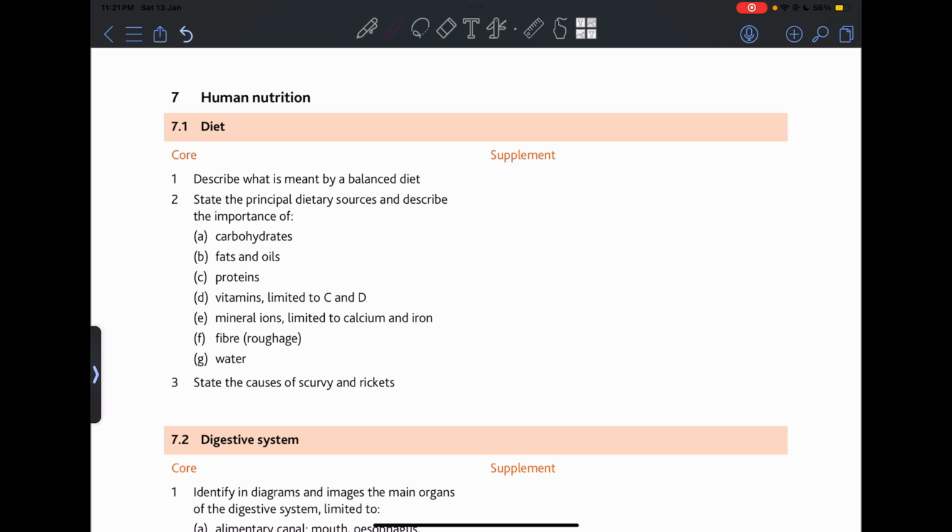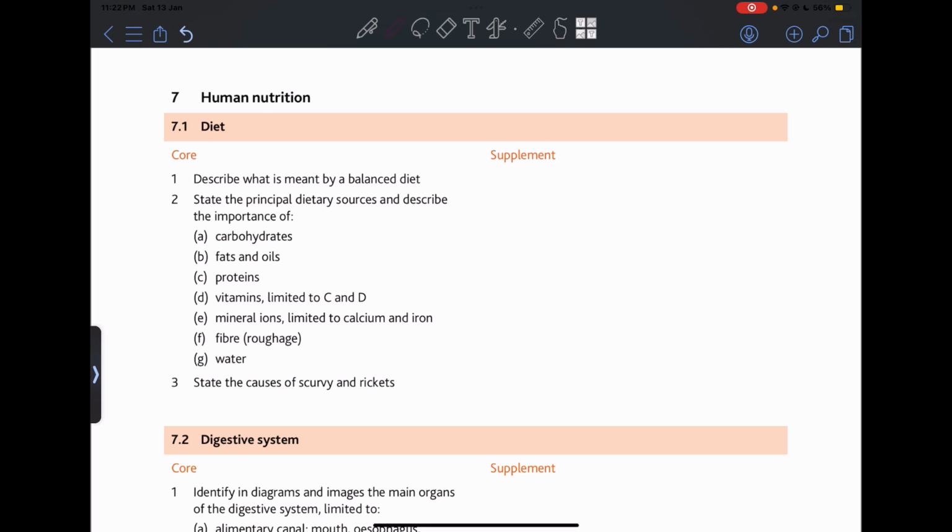Chapter number 7 is about human nutrition. 7.1 is the diet, and both extended and core students have to know what is meant by a balanced diet. This is a definition, you can find it in the book. 2 says state the principal dietary sources and describe the importance of carbohydrates, fats and oils, proteins, vitamins limited to C and D, mineral ions limited to calcium and iron, fiber and water. You have to know where this, like for example, if you eat an orange, then your body will get vitamin C. This is the dietary source of vitamin C, for example.